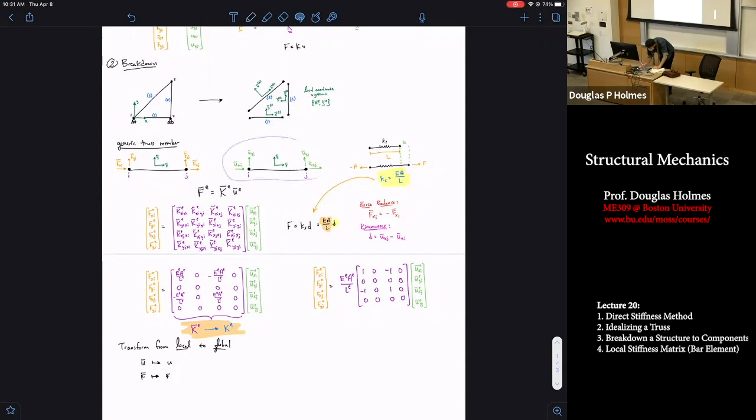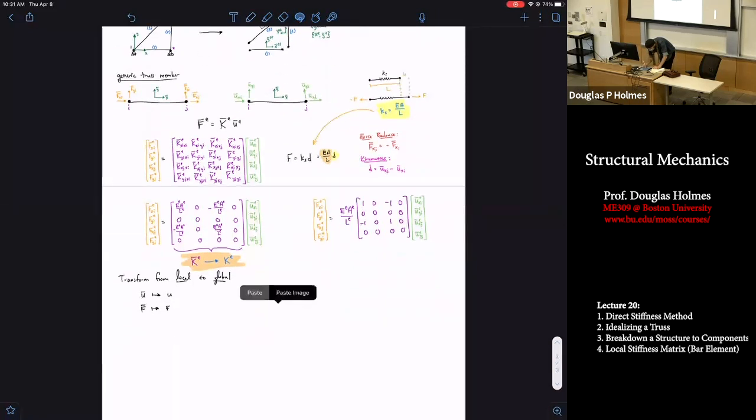I'm going to take this thing here. We'll start with our displacements, and I'm going to make it bigger and rotate it. So that's some arbitrary element at some arbitrary angle. This is my rotation here. We'll call this theta. And what am I rotating with respect to? We're rotating with respect to the global coordinate system, which is x and y.